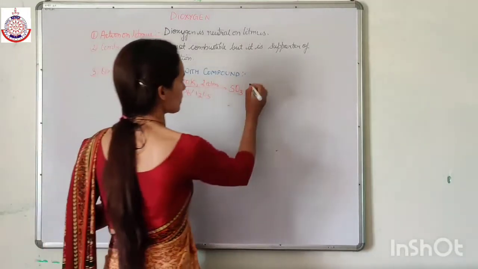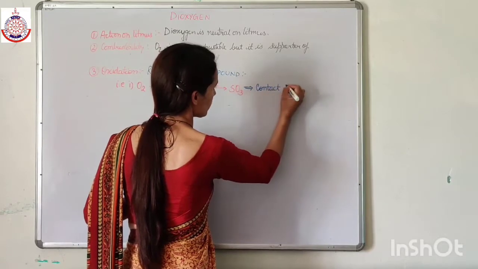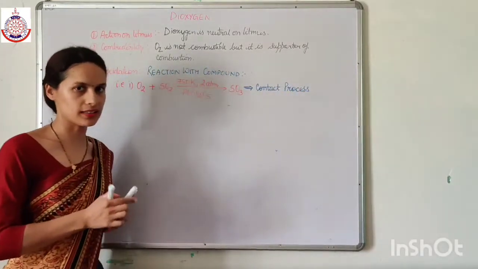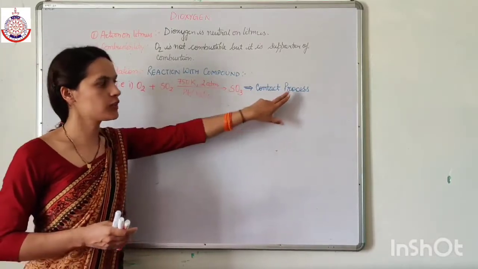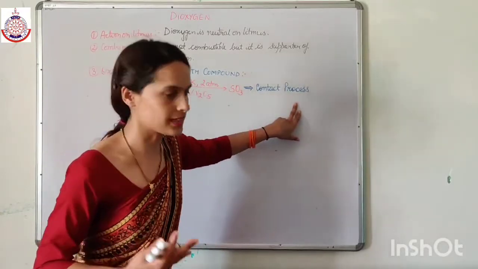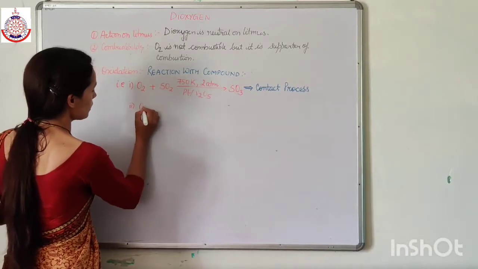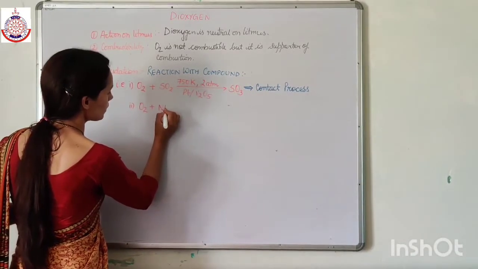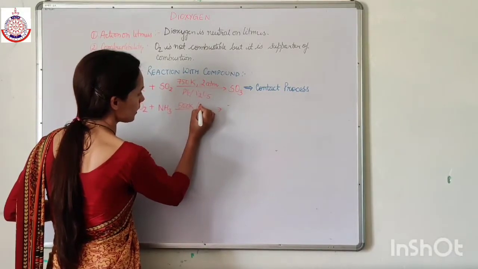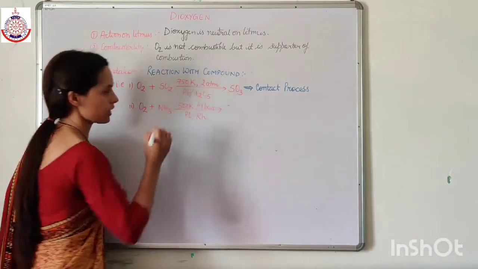And this is the basic method of the contact process, which is used for the preparation of sulfuric acid. Now next, this dioxygen reacts with ammonia at 500 Kelvin, 9 bar pressure in the presence of platinum and rhodium.